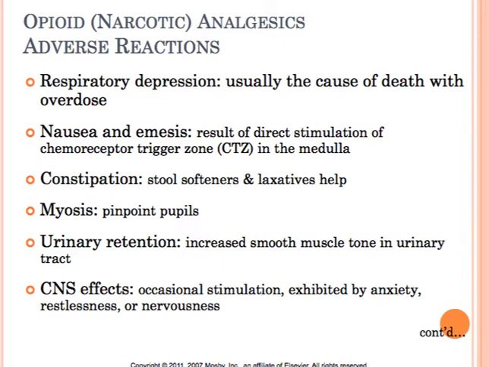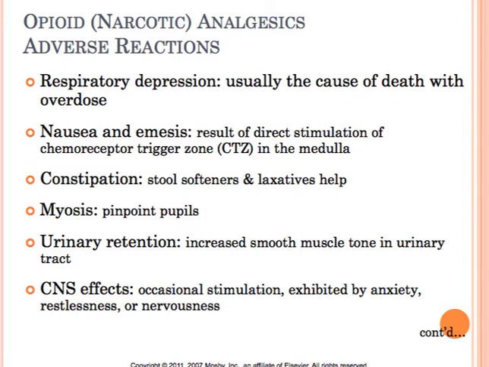Adverse reactions to opioids. Well, respiratory depression at high doses, that's one that we really worry about because that can kill you. At analgesic doses, opioids can produce nausea and vomiting. Opioids can produce constipation, so it's a good idea if a person's taking an opioid that we suggest maybe a stool softener or a fiber laxative to help them out.